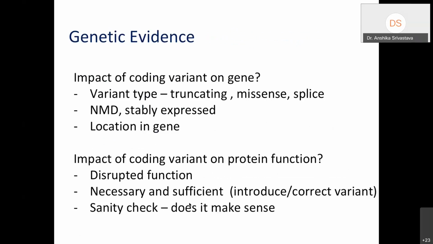And then the next would be the genetic evidence for impact of the coding variant on the gene. What is the variant type? Whether the variant type is truncating, missense, splice, nonsense-mediated decay, or stably expressed. Where is the location of the variant in the gene? When we talk about impact of the coding variant, it is mainly on protein function: whether it gives you disrupted function, necessary and sufficient, or introduce correct variation, and sanity checks, like does it make sense? So here I will show you an example of the CIT gene, that is the citron kinase gene.